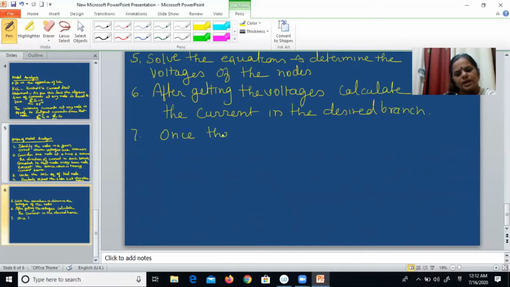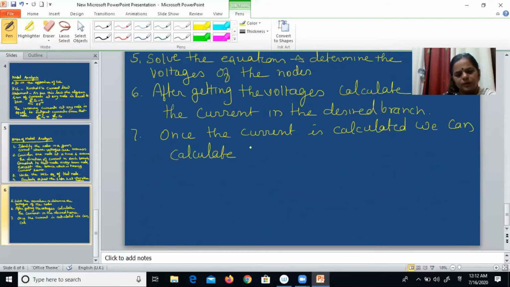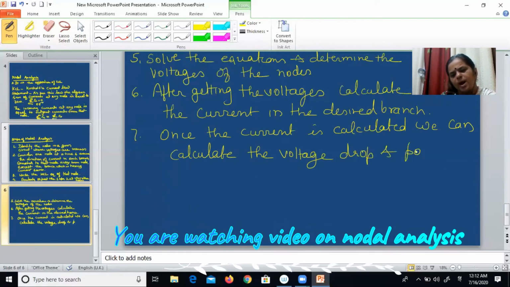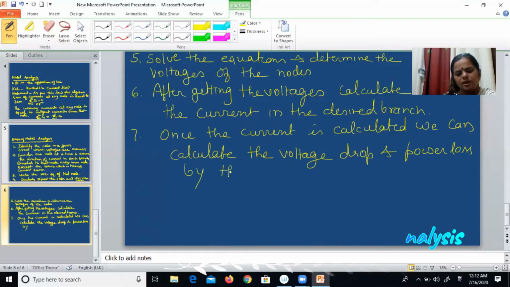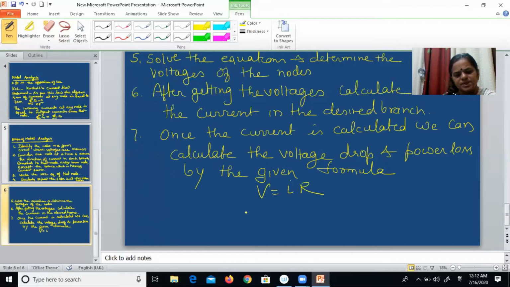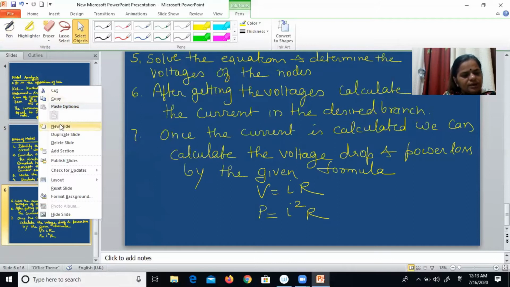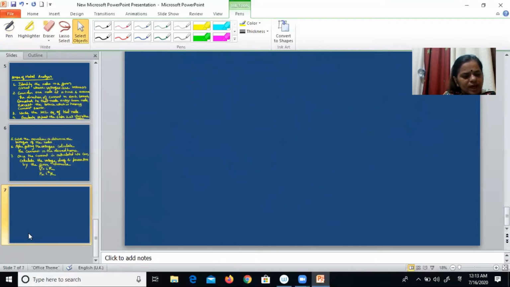Once the current is calculated, we can calculate the voltage drop and power loss by the given formulas. Voltage we will determine by current into resistance, and power loss we will calculate by I square into R. So these are the steps by which we can calculate the voltage of a node, and after that we can determine the currents as well.